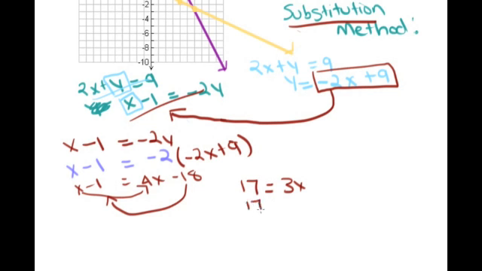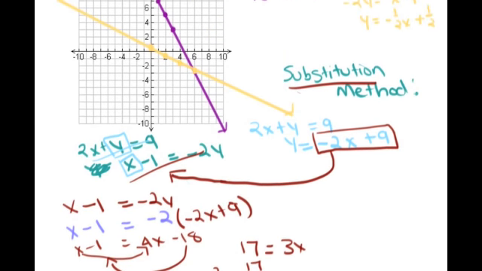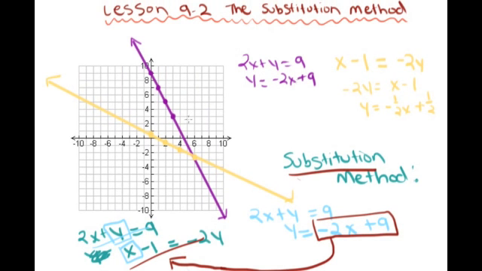So 17 over 3 is equal to x. And 17 over 3 is also 5 2/3. So does that make sense for our x value? For our x coordinate, if we come back to our graph here, 5 2/3, they intersect at almost 6. So that kind of makes sense, 5 2/3.